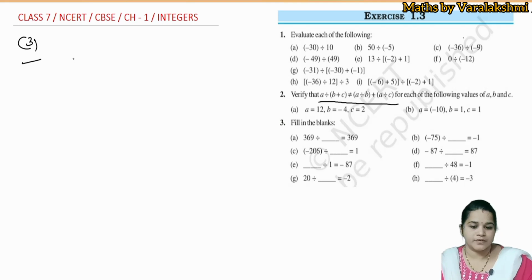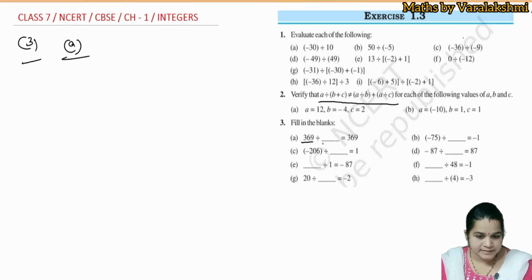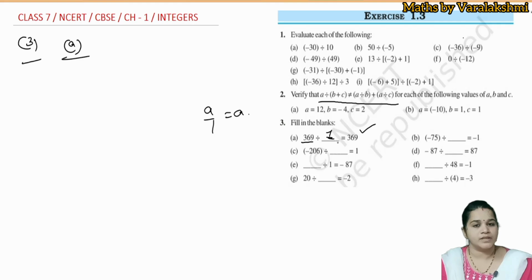Question is fill in the blanks. 369 divided by which number equal to 369? Simply 1. A number divided by 1 is equal to that number only. So 369 is the first integer and the resultant also 369 only. So we need to divide this by 1.